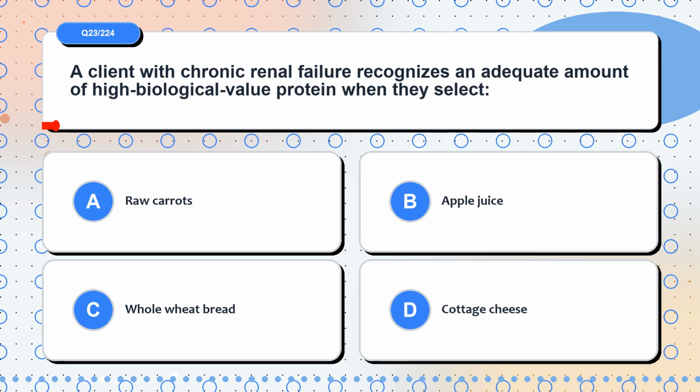Question 23. A client with chronic renal failure recognizes an adequate amount of high biological value protein when they select. Here are the options. Option A, raw carrots. Option B, apple juice. Option C, whole wheat bread. Option D, cottage cheese.